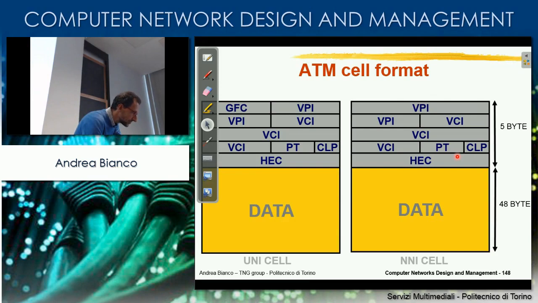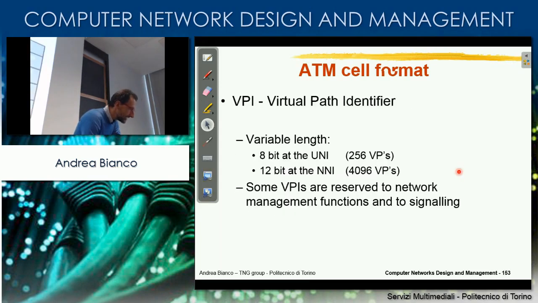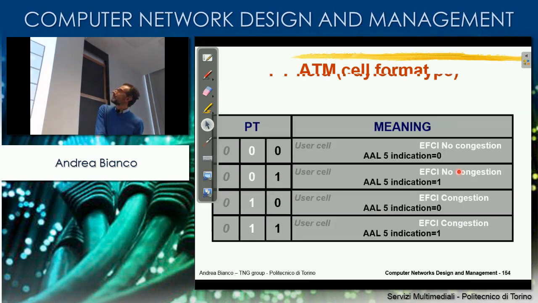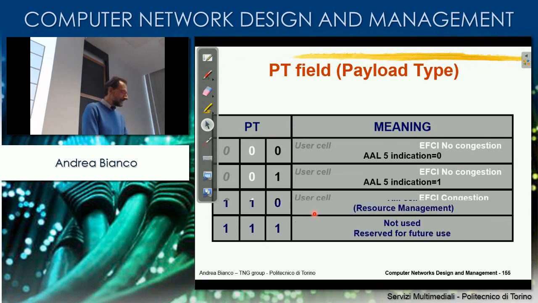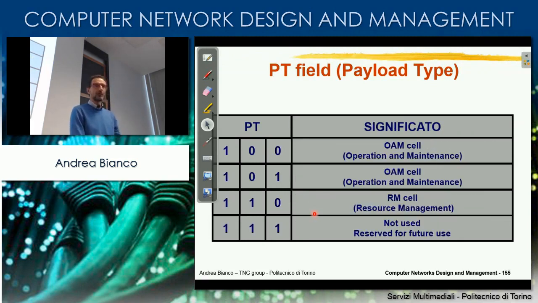So if you go a little bit down a few slides, this is the more detailed description of what the payload type, which is 3 bits, means. If the first bit is 0, this is a user cell. Okay? We will come back in a moment to the other bits. If instead it is 1, depending on the code, it may be a different type of operation and maintenance cell, or the resource management cells I was mentioning before, to control the user flow.